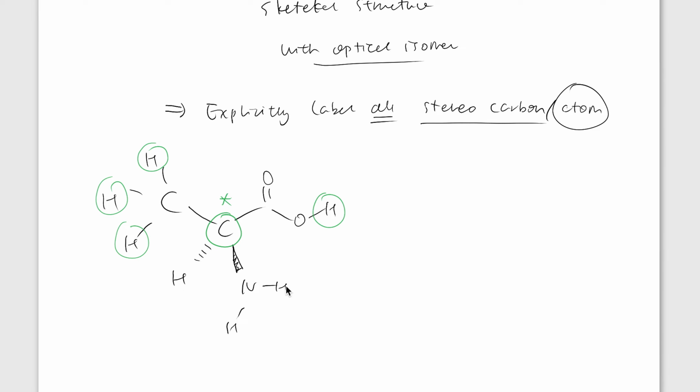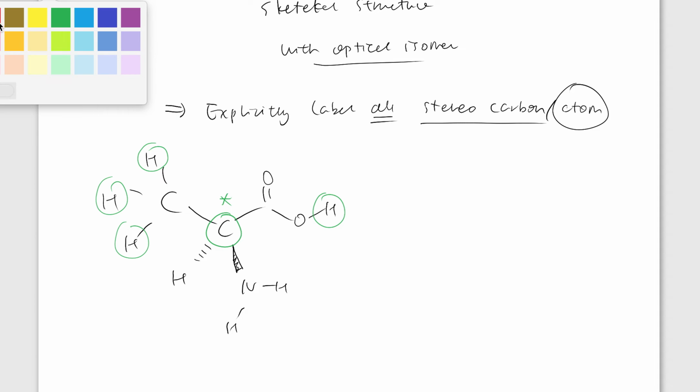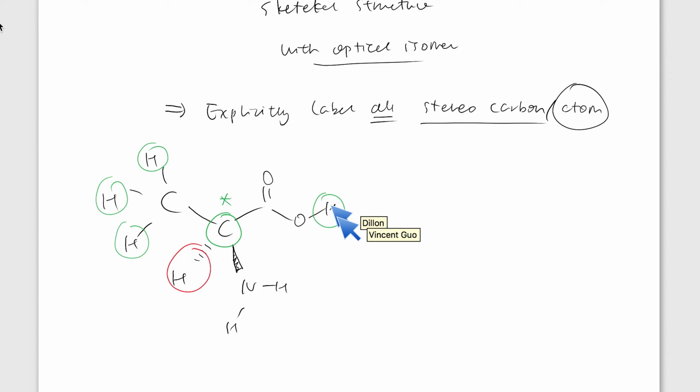But you can't ignore those two hydrogens because they are connected to nitrogen. And we can't ignore this hydrogen here because it indicates whether that's an R isomer or S isomer. So we must keep that hydrogen over there.